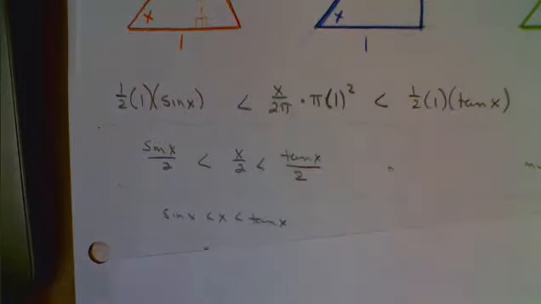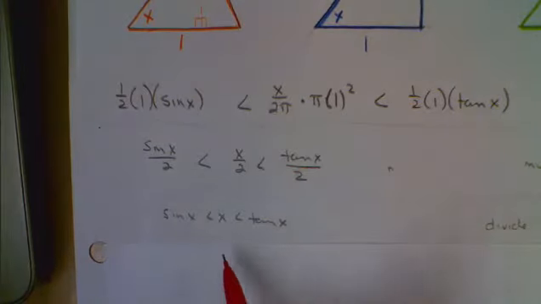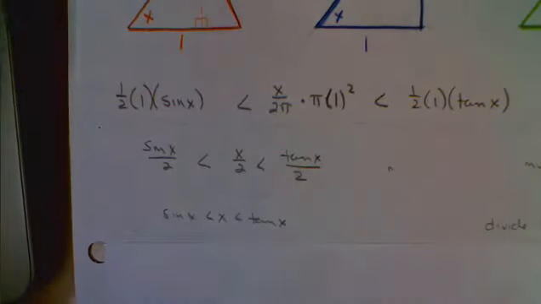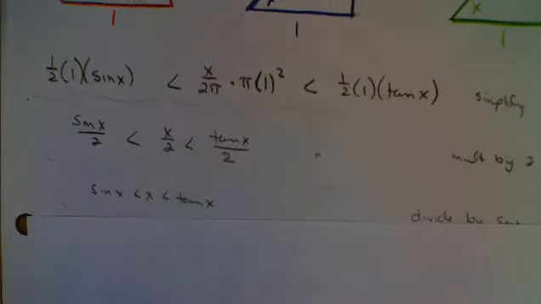All right, now I want to get the sine of x over x. So I guess what I would probably do is first, let's get the sine of x in there. So let's divide everything by the sine of x.